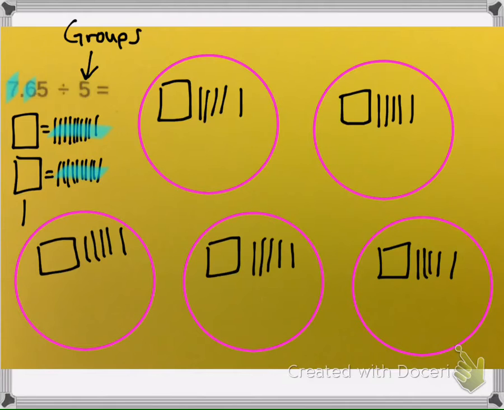That 1 that's left over, I'm gonna have to regroup to make it into 10 hundredths. So that 1/10, I'm gonna draw it like this: 1, 2, 3, 4, 5, 6, 7, 8, 9, 10 hundredths. And those 10 hundredths I have to give out into equal amounts for each group. So here I go: 1, 2, 3, 4, 5. I did top 5 already, and now 1, 2, 3, 4, 5. That's the other 5. So I'm finished with those hundredths.